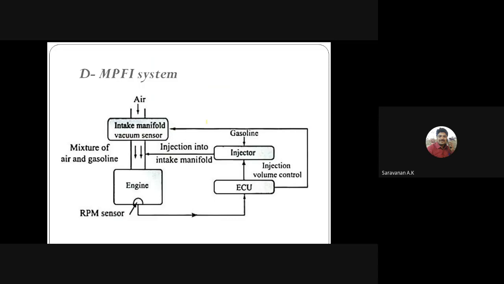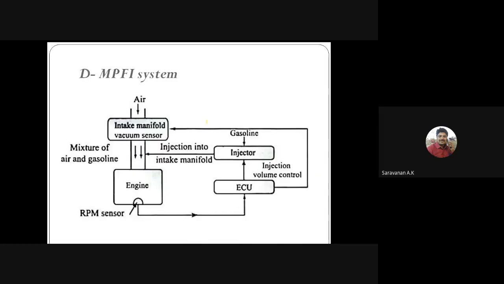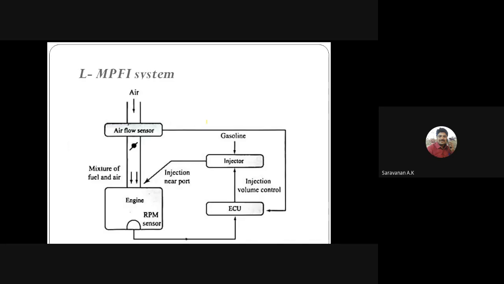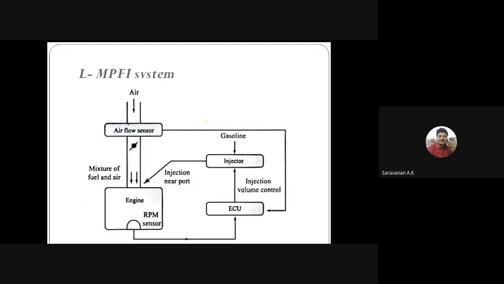This is called the D multi-point fuel injection system. These two have the same ECU process, same engine speed (RPM), and same sensors. But here it will be called the L, and L means the port fuel injection system. It is the port fuel injection system.